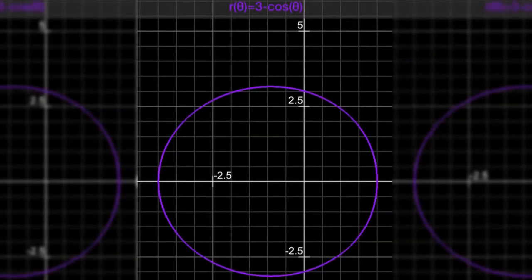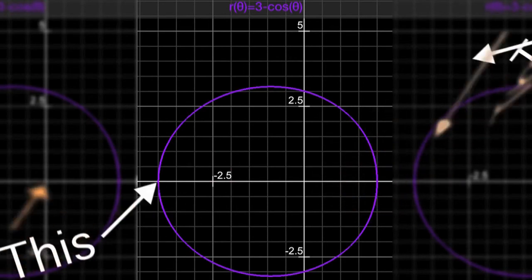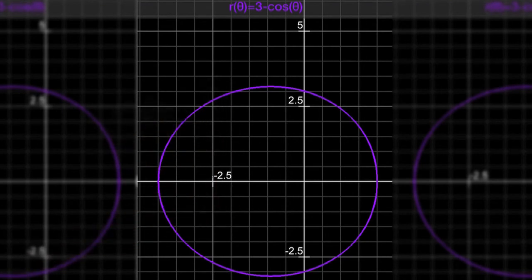3 minus cosine, that's a limaçon. Why? Because when cosine of 0 is 1, that's 2. When cosine is pi, that's 4. And that's why you get the flattening of the circle on the x-axis.